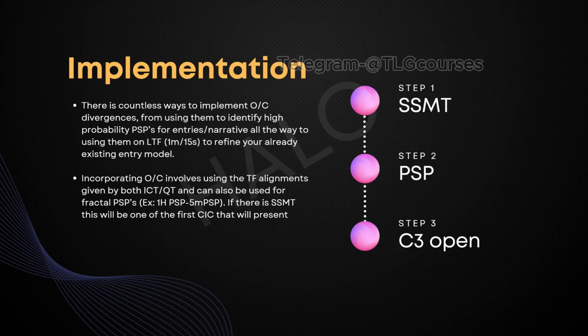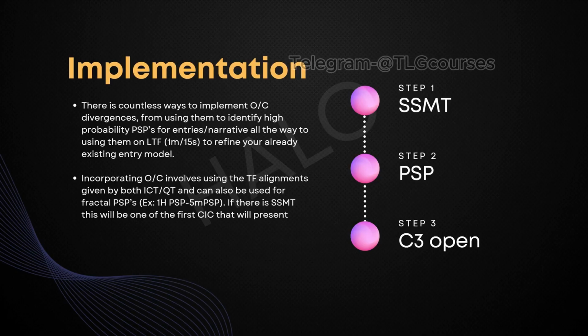If there is a sequential SMT, this will be one of the first cracking correlations that will present. Now, the reason why I say that this is the first cracking correlation that's going to present is because usually when there's reversals, there's PSPs. PSPs are the signature for reversals/retracements. And if there's not a PSP with a sequential SMT, there's most likely not a reversal.